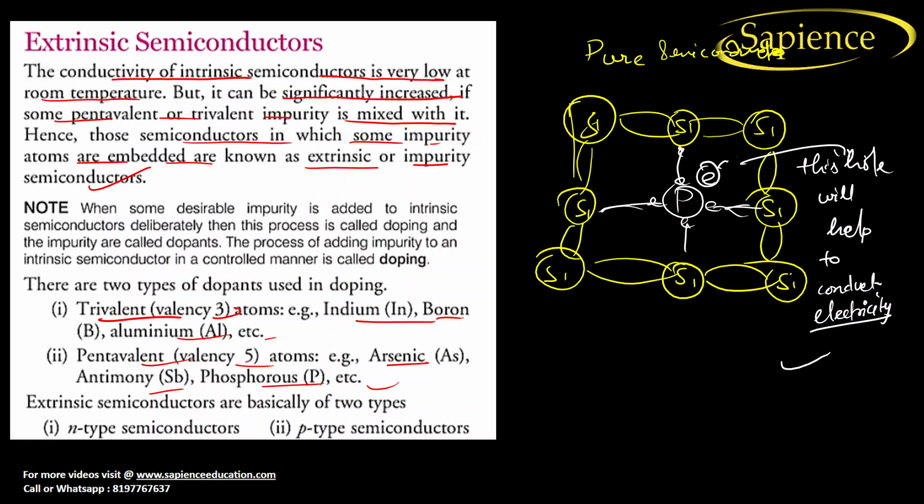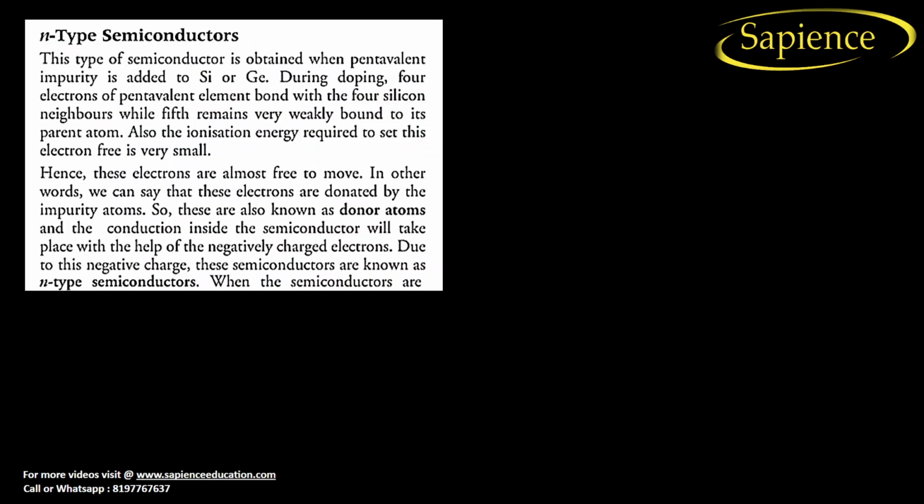So extrinsic semiconductors are basically of two types: one is N type and another is P type. Now let us study N type in more detail. This type of semiconductor is obtained when a pentavalent impurity is added. Why N type? N means negative. Let us consider again: there is silicon Si, Si, Si, Si, Si, Si, Si, Si.